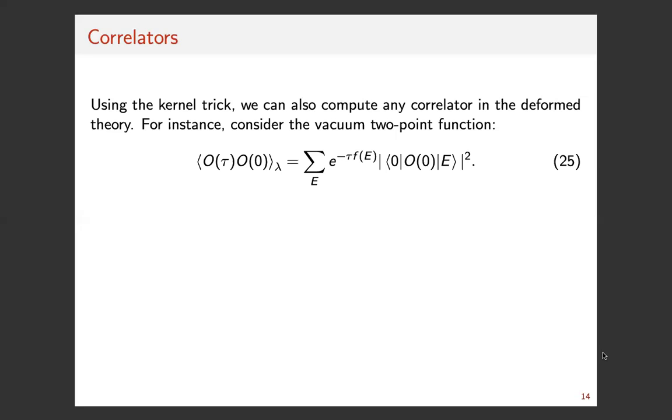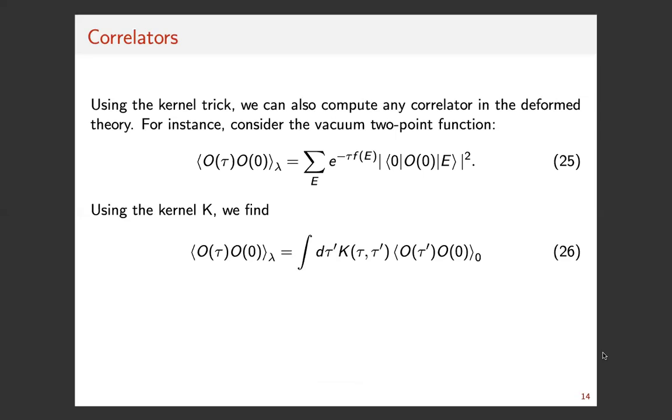The energy eigenstates are still the same, and the Hamiltonian goes to a function of the original Hamiltonian. So there's not really anything that can affect these eigenstates. They will all be the same. You can worry about non-perturbative things, but let's not do that. So now I can again insert the kernel to get rid of this annoying exponential factor, and what I'll end up with is equation 26.